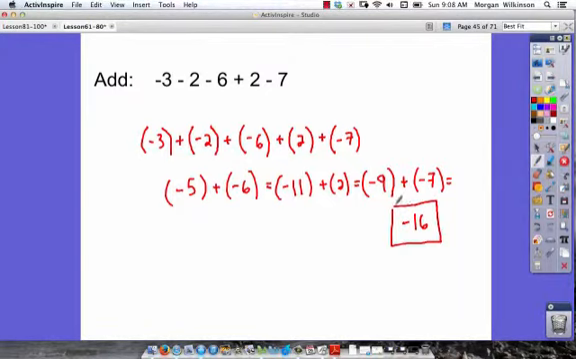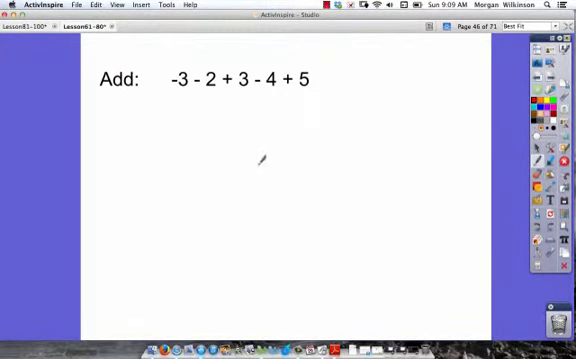We found it by inserting those parentheses, and wherever the problem told us to subtract initially, we're really just going to add that negative number. Let's move on to our next example. Once again, we're going to add. So let's go ahead and insert our parentheses. We're going to get -3 plus -2 instead of subtracting, plus 3 plus -4 plus +5. So we can go through the same way we did the last one.